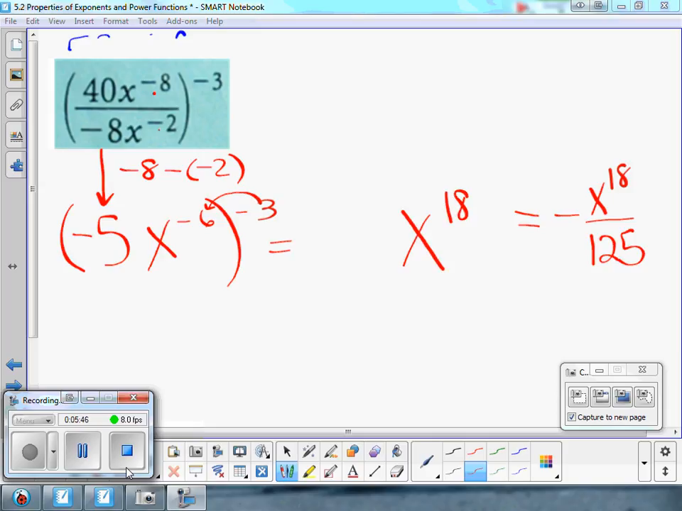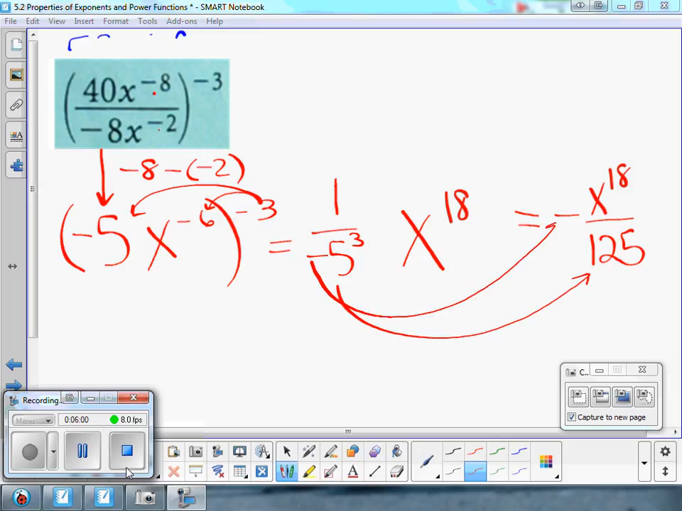Then you also have to give the negative 5 the negative 3 exponent. And what that does is it flips it and cubes it. And that's where that 125 is coming from. The fact that it's negative is why it's negative. Okay? So 2 different ways of getting to the same place. Simplify the whole inside. If you'd rather start dishing out that negative 3 to everybody, you could do it that way as well.